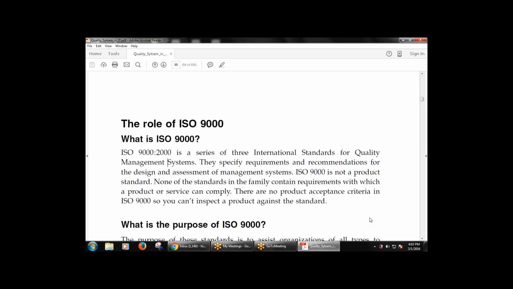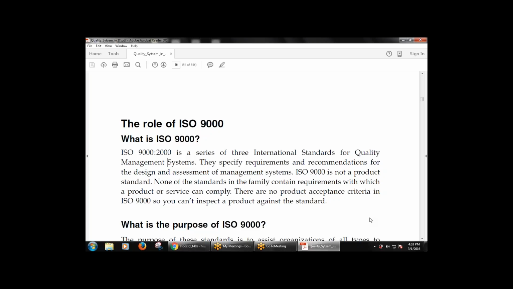And what is the ISO 9000 family of standards? There are three standards in the family: ISO 9000, ISO 9001 and ISO 9004. First is ISO 9000, that contains the fundamentals of the quality management system. Then ISO 9001, that is the main requirement for the quality management system. Then ISO 9004, that is also a part of the quality management system, and contains the guidelines for performance improvement.